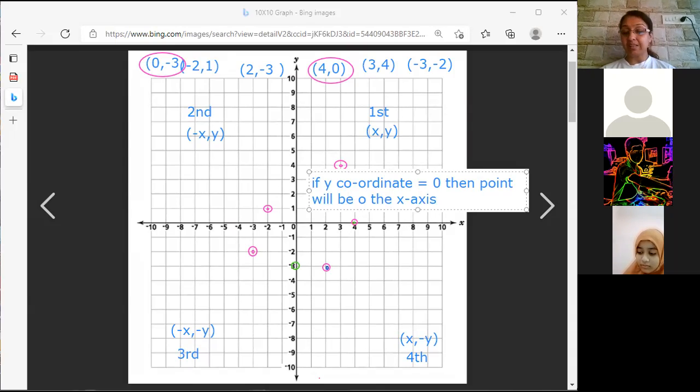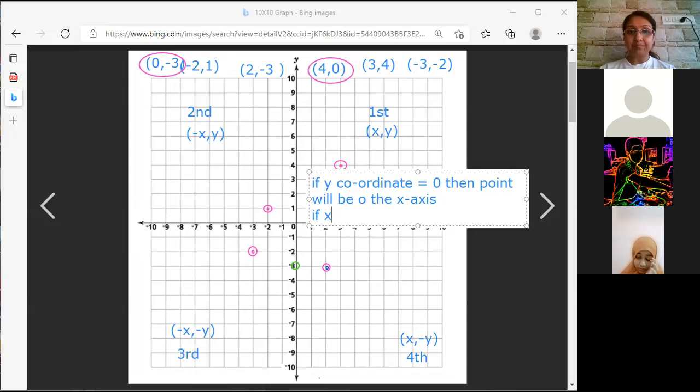And vice versa. When I say vice versa, if your x coordinate is equal to 0, then tell me where the point is going to come? It'll be on the y-axis.